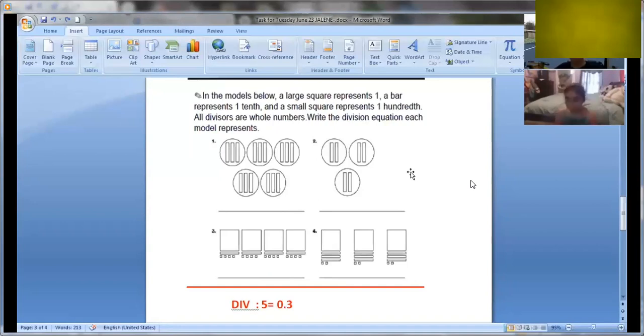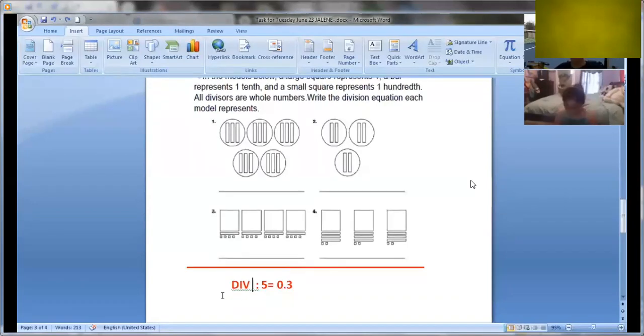So what are the parts of division? First is the dividend, then is the divisor. Dividend divided by divisor equals what? Quotient. So you need to know this: dividend divided by divisor equals quotient. If you know this, it is going to be very easy.